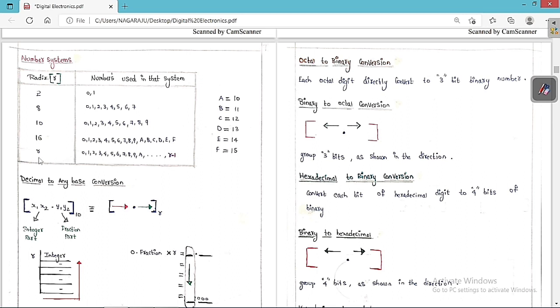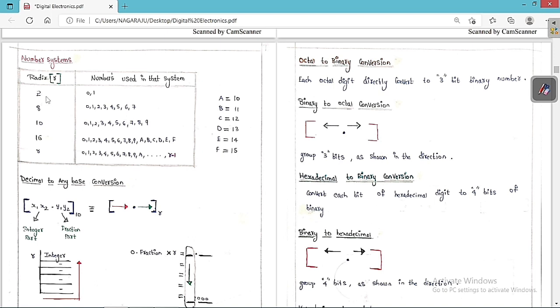Then comes any other general number system. Let me assume some general number system has a radix of R, which means we are going to use R digits starting from 0: 0, 1, 2, 3, 4, 5, 6, 7, 8, 9, A, up to R minus 1. So if you see clearly, the maximum number in a number system is always 1 lesser than the radix. The maximum digit used in a system is always one number lesser than its radix.